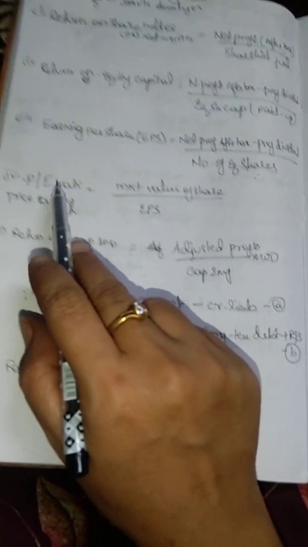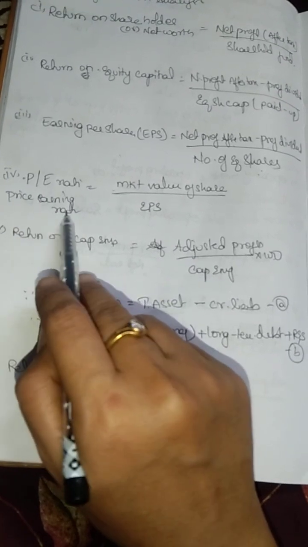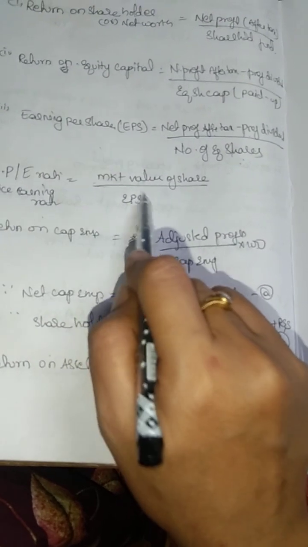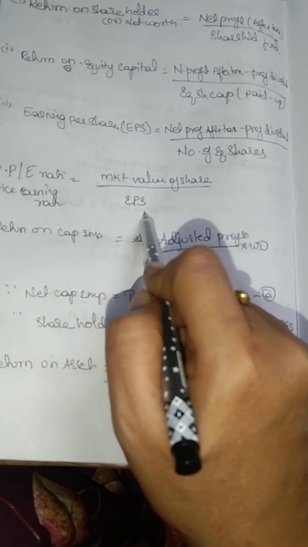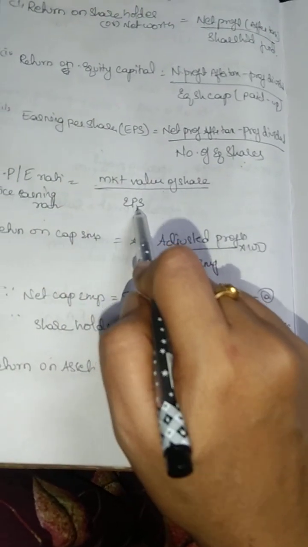And the next one is the PE ratio, we call it. That is nothing but the price earning ratio. He will only provide you the market value. So market value divided by EPS is what you are going to find out. Sometimes he will give you this ratio and ask you to find out the market value. So what you do, you just go for a cross multiplication.